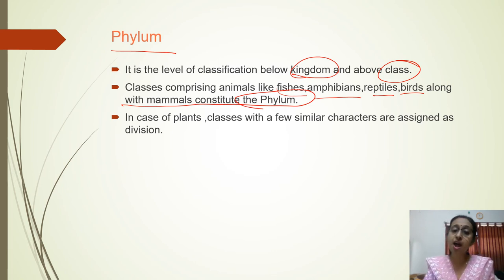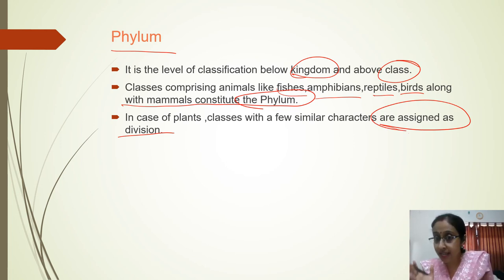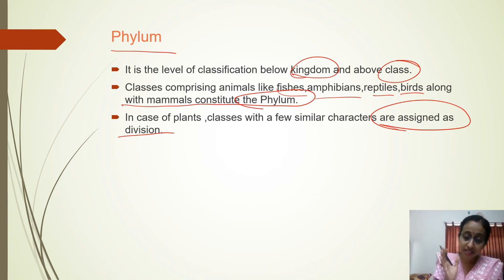Now in the case of plants, classes with a few similar characters are assigned to a division. Is it clear? So in plants, we do not say that a plant is under a certain phylum. We say that it is under a certain division.